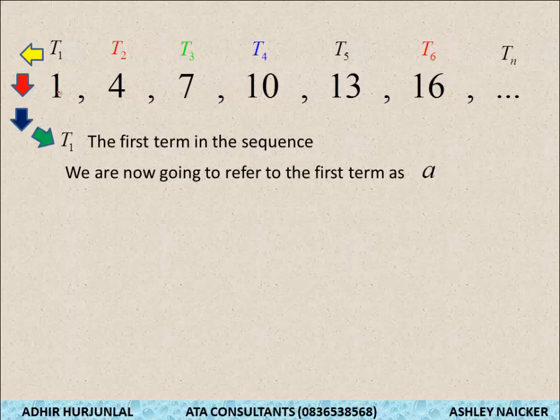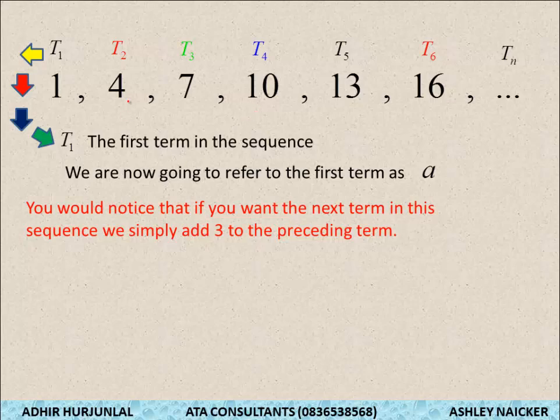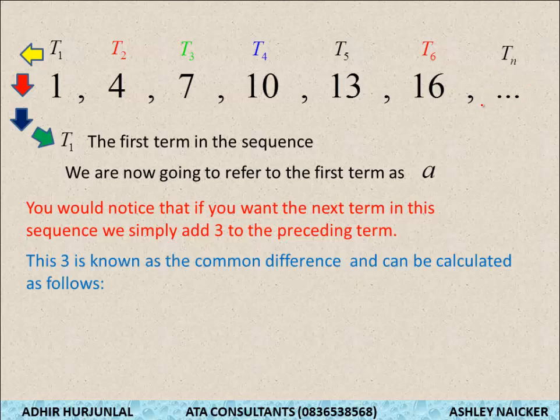By the way, if I look at these numbers, I'm simply adding 3 to get to the next term. 4 plus 3 is 7, 7 plus 3 is 10, 10 plus 3 is 13. What do you assume this number here is going to be? Yes, 16 plus 3, which is 19. This 3 that I'm adding every time is known as the common difference.